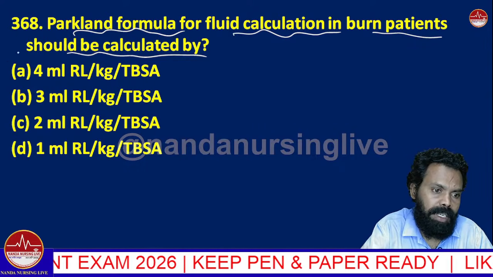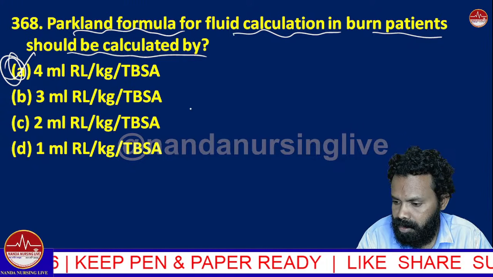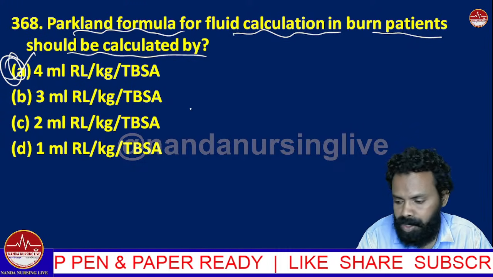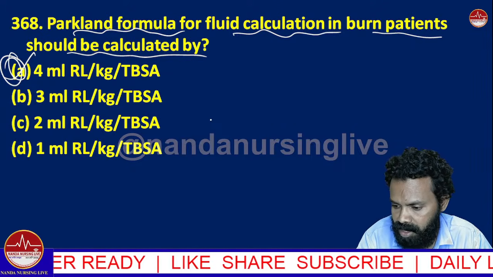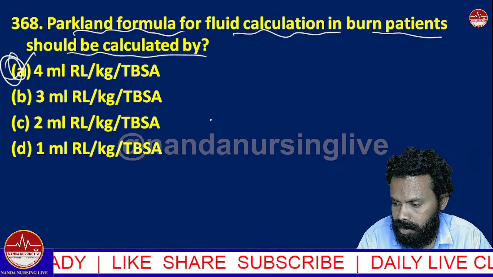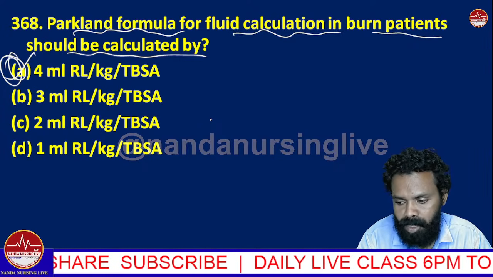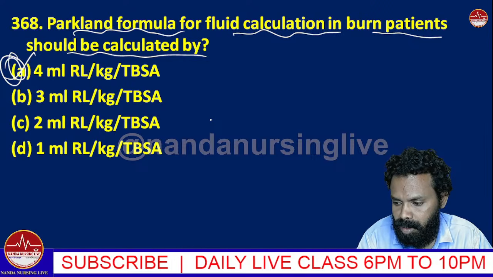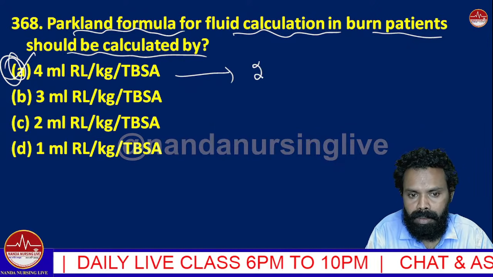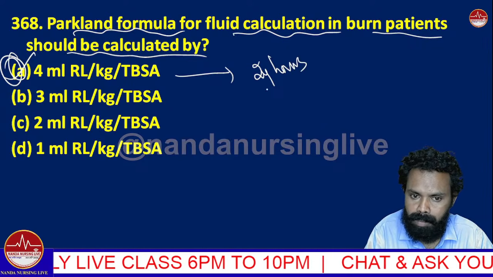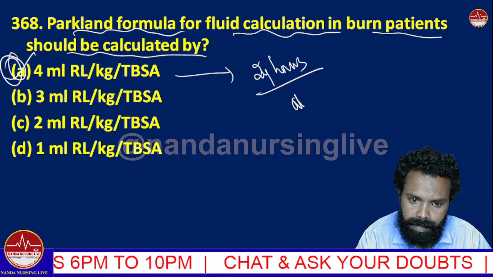The correct answer is option A, 4 ml ringer lactate per kg per total body surface area. This formula provides the estimate of the total fluid requirement for 24 hours after a burn injury, right?